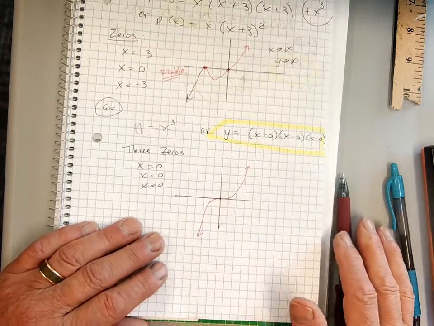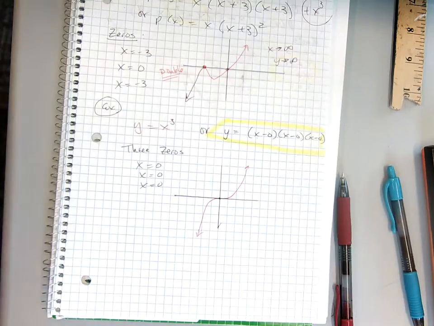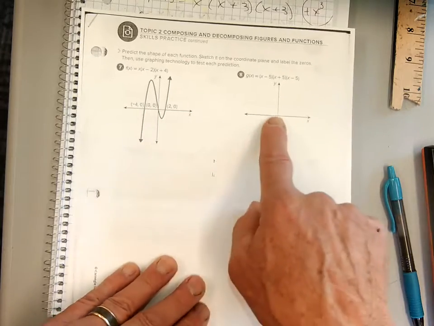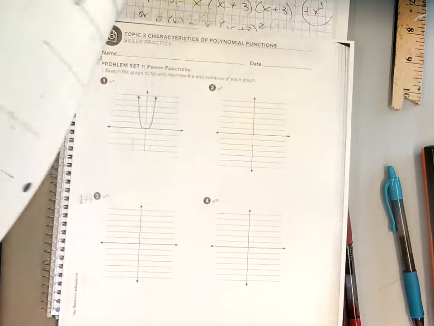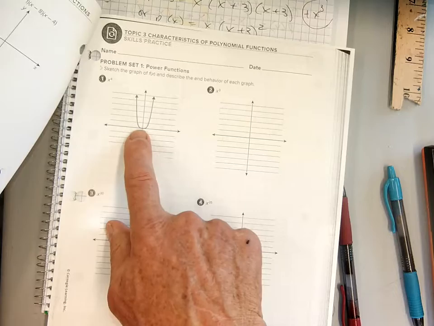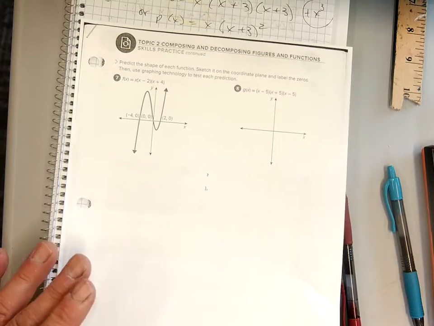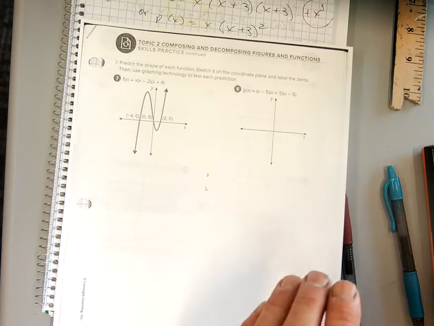So what I had for you was a worksheet, and on the worksheet I wanted you to do a couple of things. Here's an example of it. Find the zeros and sketch the graph. I also want you to talk about end behavior, so sketch the graph and talk about end behavior. This is what I had for you today. All right, and there we have it.